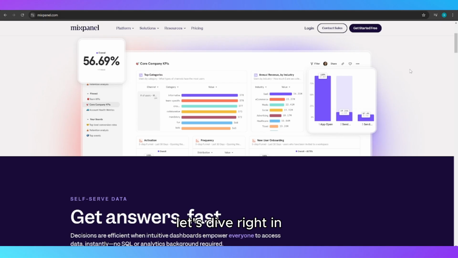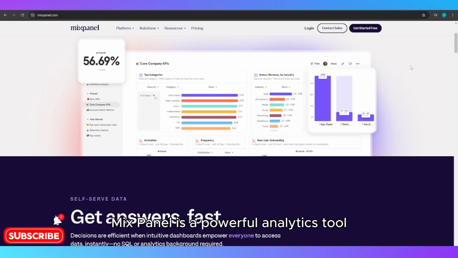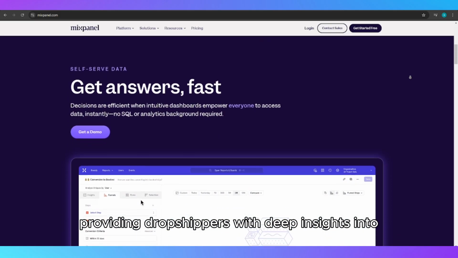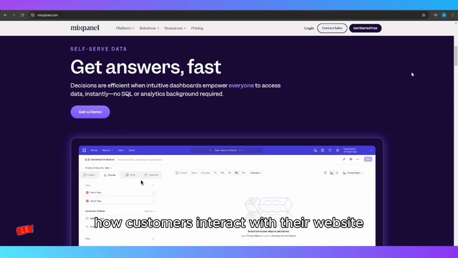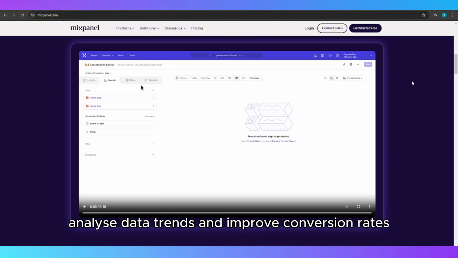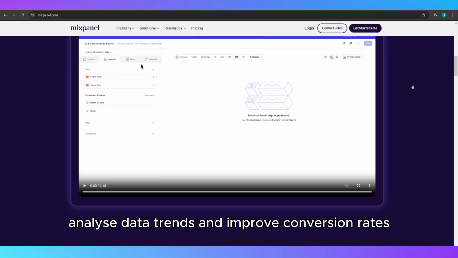Let's dive right in. Mixpanel is a powerful analytics tool designed to track user behavior, providing dropshippers with deep insights into how customers interact with their website. This platform helps you monitor the customer journey, analyze data trends, and improve conversion rates.